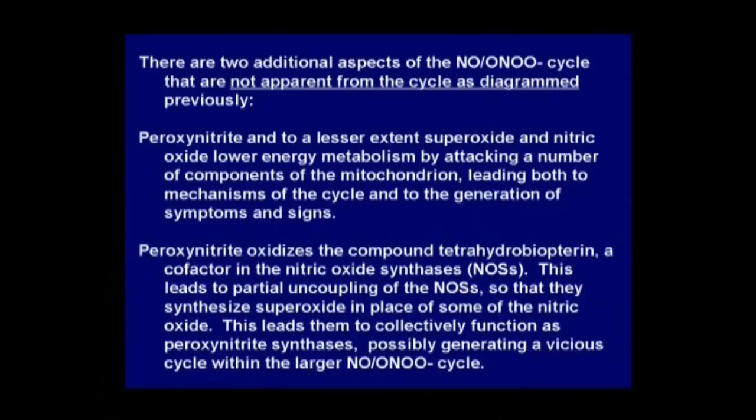Let me just say, you know, the biochemistry is complex, and there are at least two things that are not obvious from the figure that I just showed you that I think are important here. And one is that peroxynitrite and to a lesser extent superoxide and nitric oxide impact energy metabolism. They impact the ability of cells to produce metabolic energy in the form of ATP. They are known to attack a number of components in the mitochondria, and this is the part of the cell that generates energy in the form of ATP.